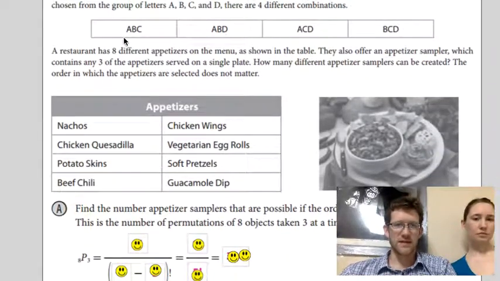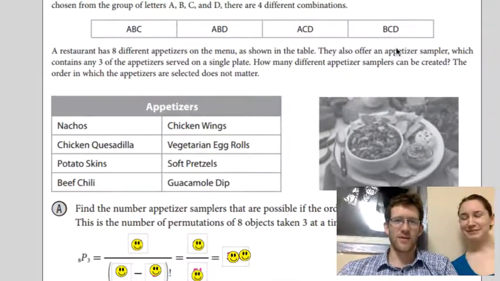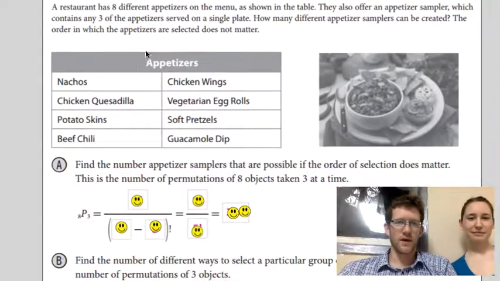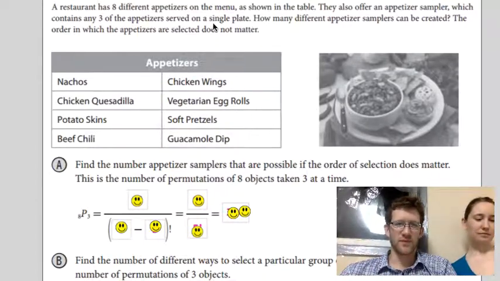So let's jump into this example. A restaurant has 8 different appetizers on the menu, as shown on the table. They also offer an appetizer sampler, which contains any 3 of the appetizers served on a single plate. So how many different appetizer samplers can be created? So here we can choose, say, nacho, chicken wing, egg roll, or nacho, chicken wing, quesadilla. But if we choose quesadilla, nacho, chicken wing, that's no different, right? The waiter's still going to bring out our 3 items. It doesn't matter what order we choose them in.